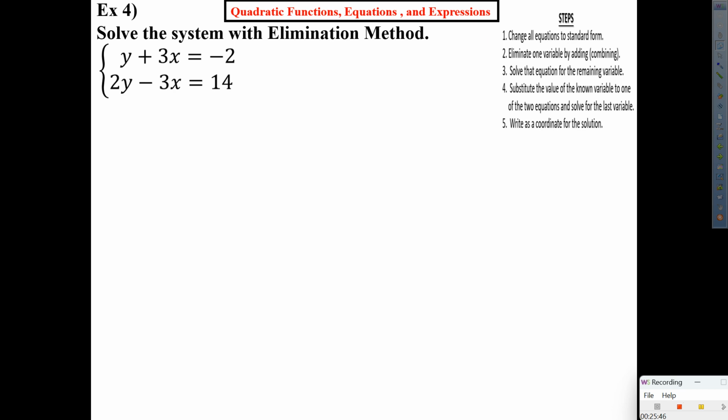Copy this one, example 4. System, y plus 3x equals negative 2, and 2y minus 3x equals 14.